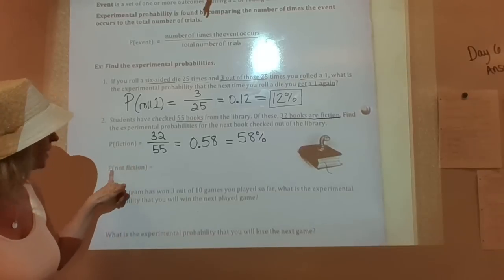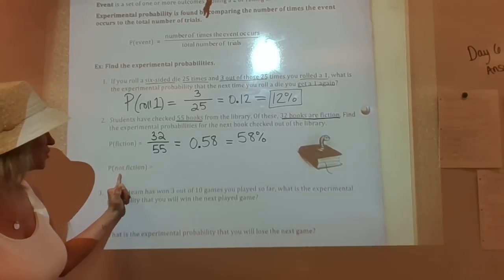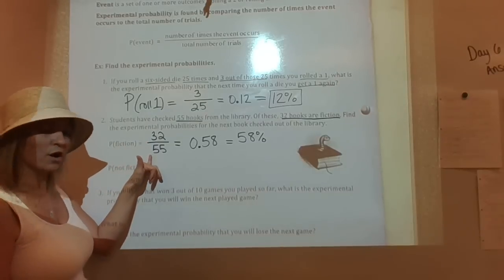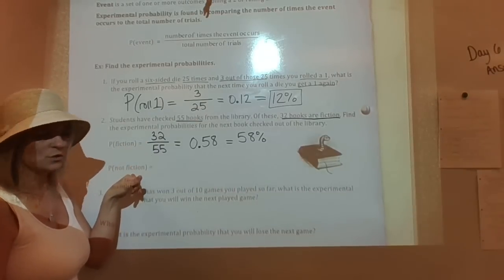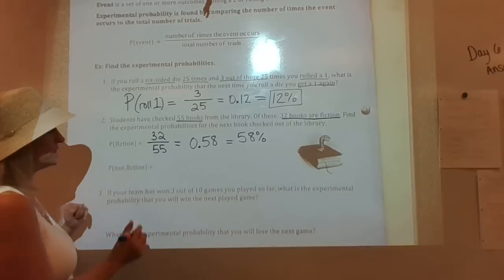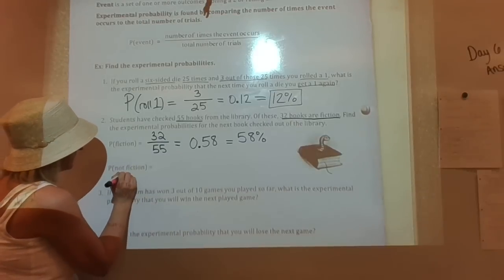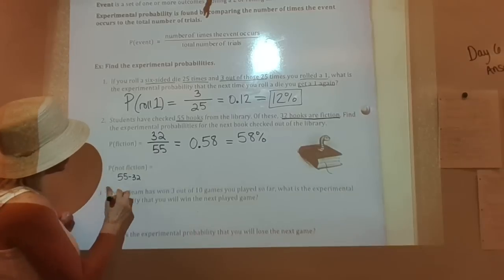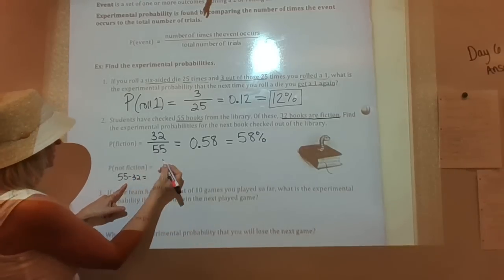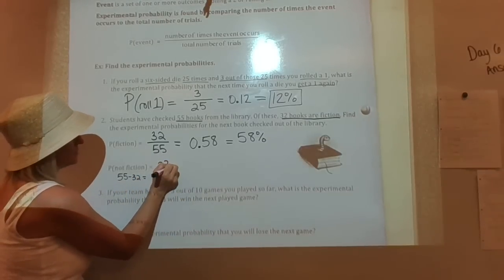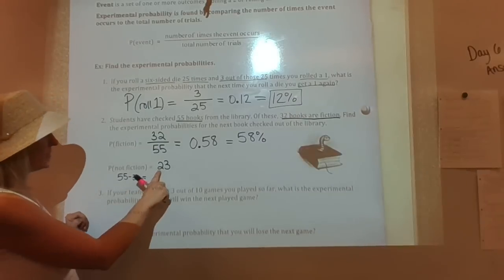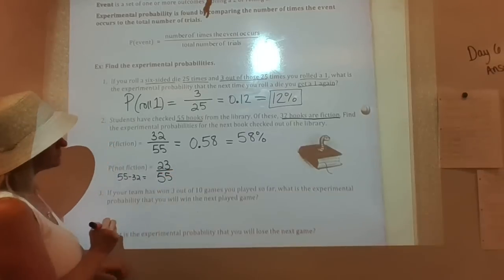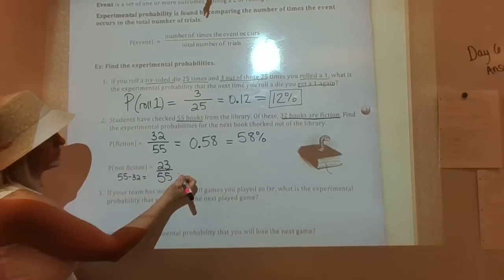So now we want the probability that it's not fiction. Well, let's think about this. If 32 of the 55 books are fiction, to find not fiction, we would just have to take away the 32 from 55. So not fiction would be 55, take away 32, which would be, well, let's see, 23 books. Okay, so 23 books are not fiction out of my total of 55. So 32 are fiction, 23 are not.